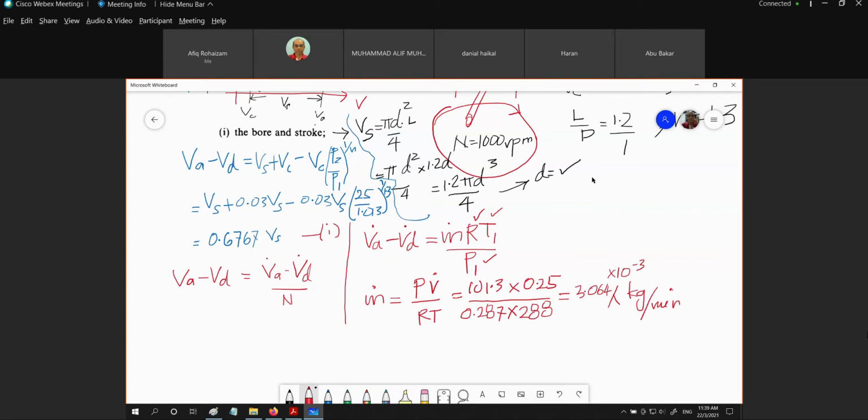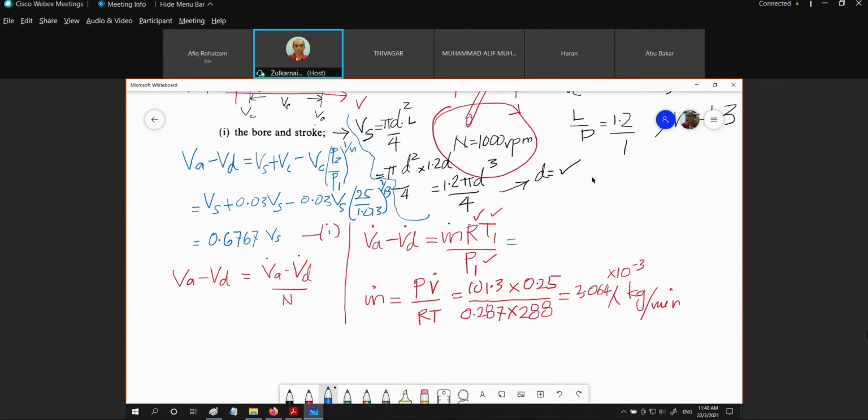The value of m dot? Can anyone verify the value? I don't want to proceed if the value is different. Okay, I got the same. Okay, thank you. So proceed with the V dot A minus V dot D once we have the m dot.